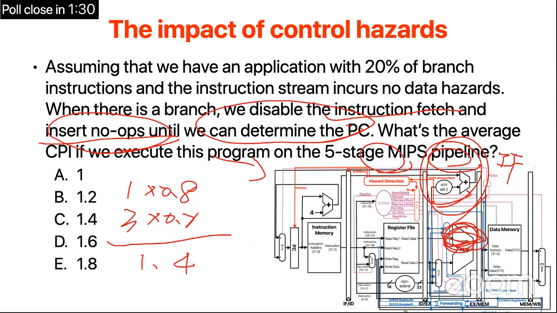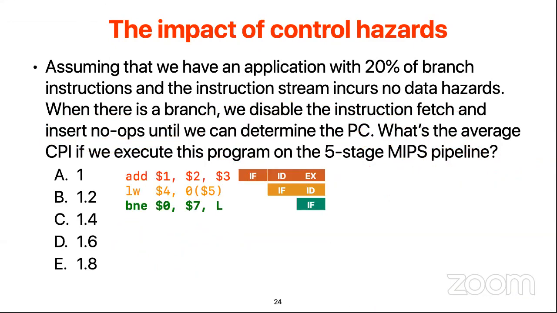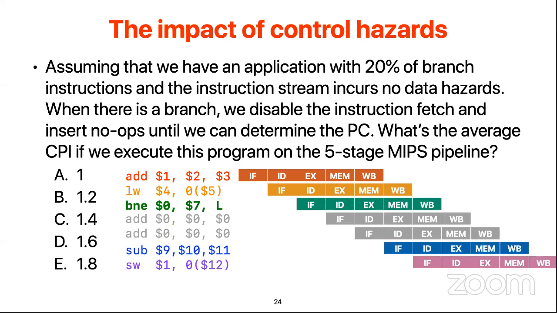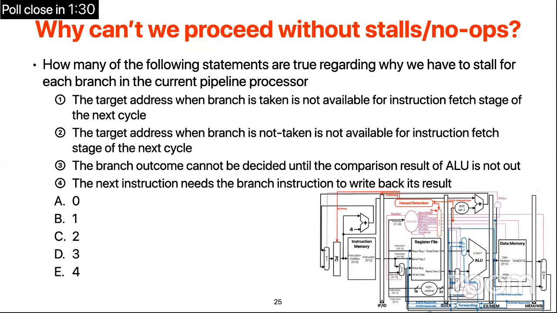Those are good questions. So now you know that for branch instructions, even though they are only 20% on average, they drive up your average CPI by 40%. That's a big issue. And some of you might ask, why can I only stall? That's actually the question I'm asking you: for the given pipeline diagram that I show here, why is the only thing you can do to stall?